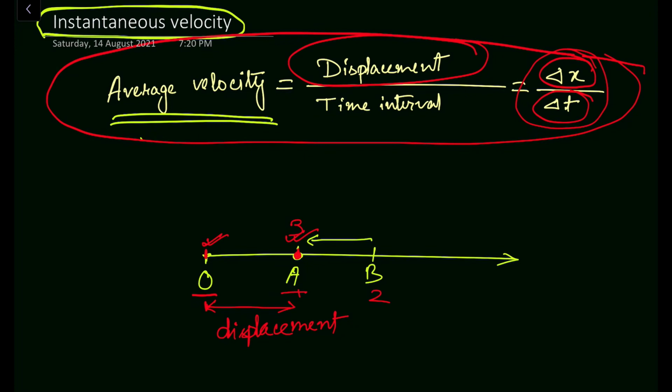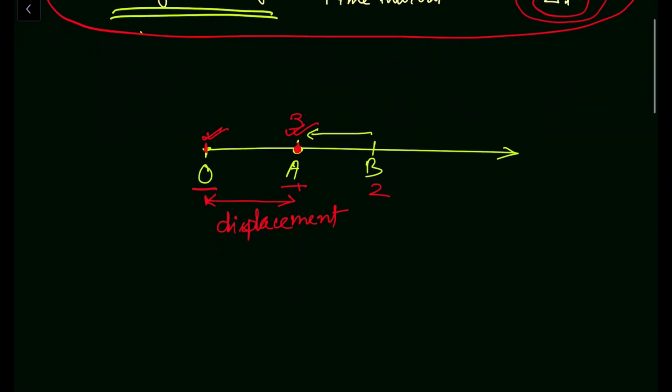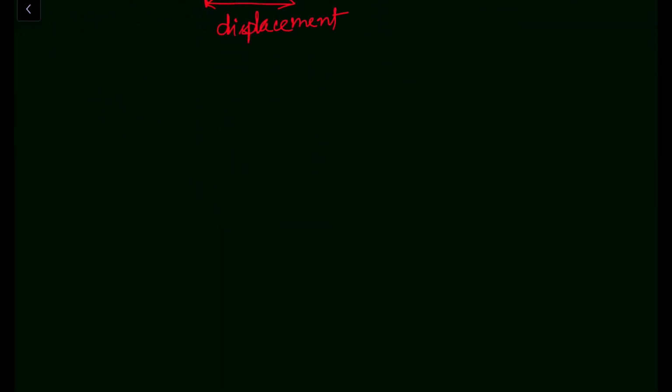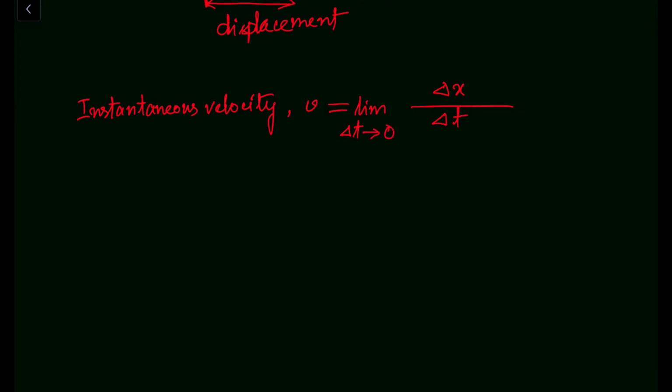Now we have to see what the instantaneous velocity is. Instantaneous velocity is defined as the velocity over an infinitesimally small time interval. Let me write it down mathematically. We can write instantaneous velocity, denoted with small v, equal to delta x by delta t, where delta x is the displacement and delta t is the time interval. We have to find the velocity over an infinitesimally small time interval, so we put a limit here, where delta t tends to 0. That means the time interval is infinitesimally small.